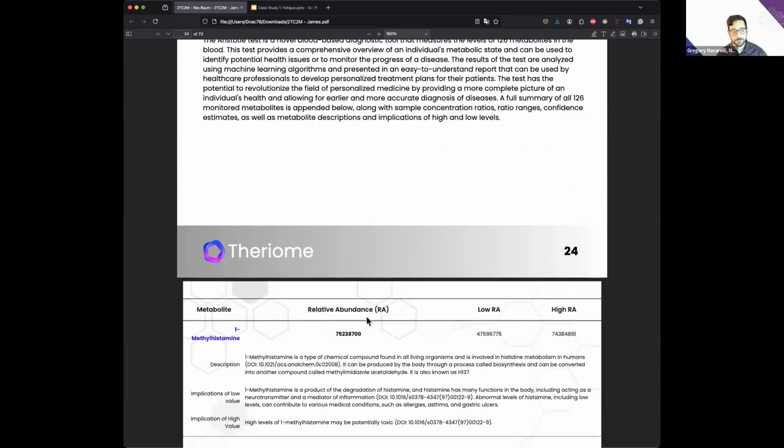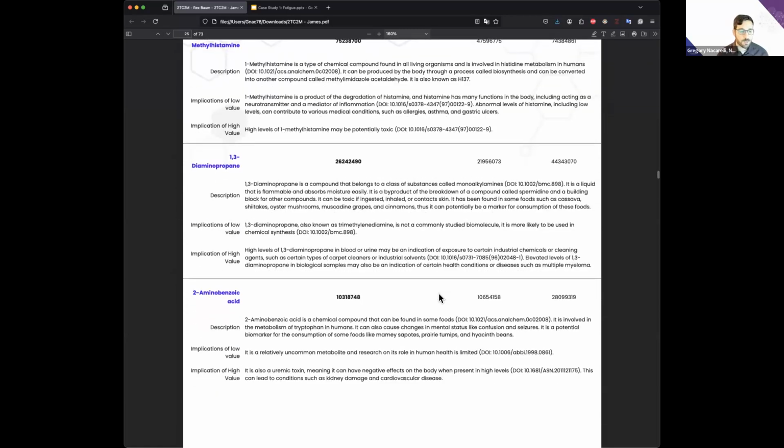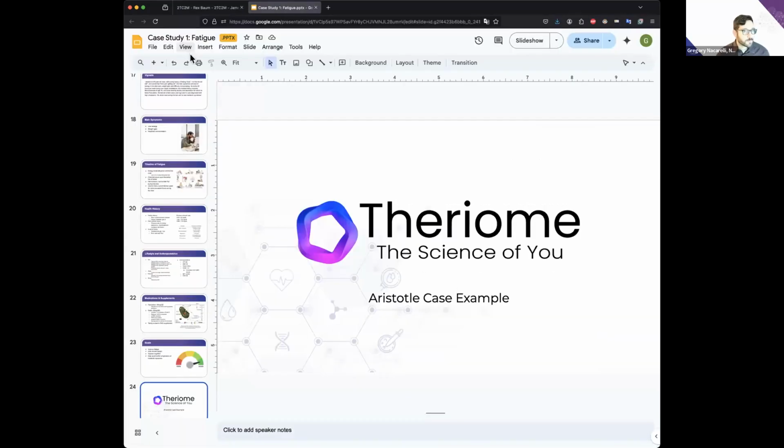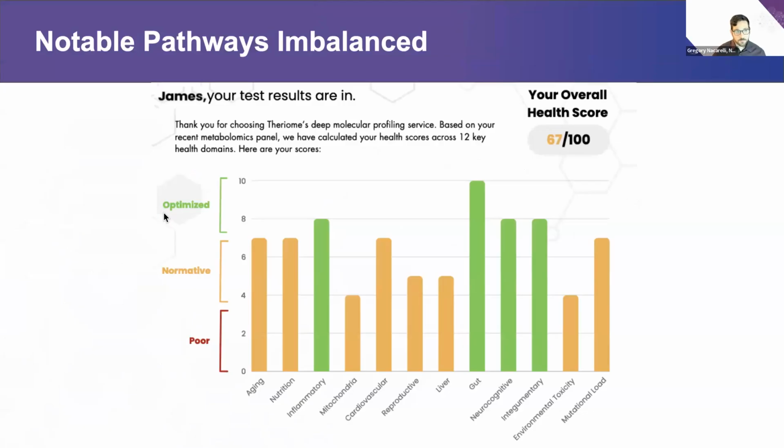And then with these tests, we have all the metabolites at the bottom here. So if anyone was curious about what the metabolite is, what does it mean if it's low, what does it mean if it's high, it's all listed there. But okay, let's go back to this. So, okay, notable pathway imbalances. We kind of made note of that.